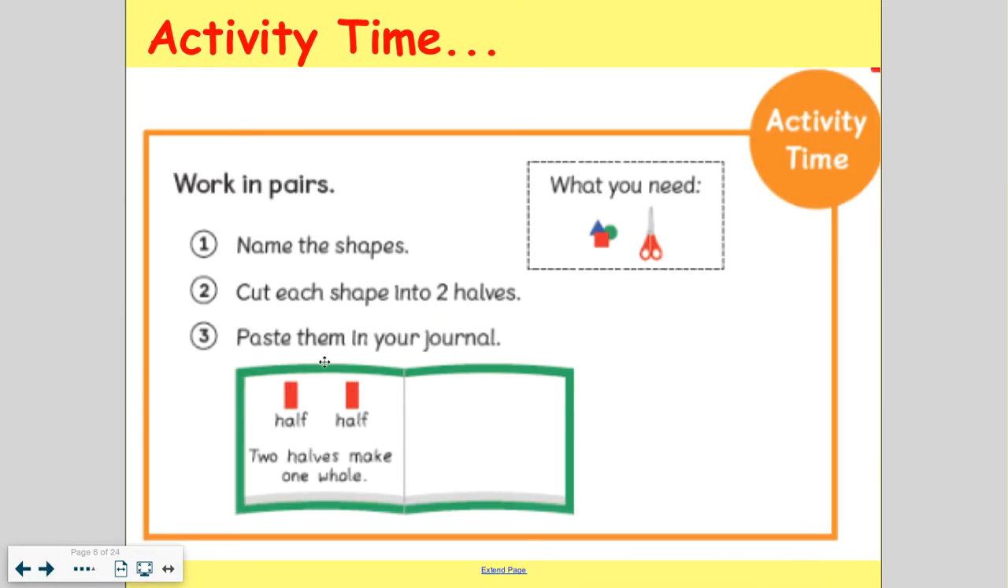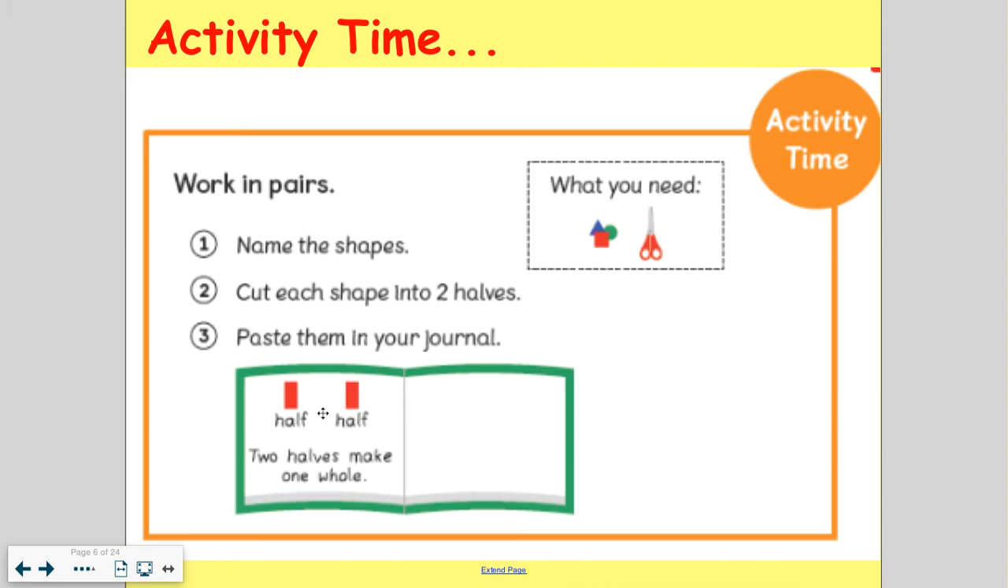Now it's time for you to have a go at your activity. You need to have different shapes cut out at home, like I suggested at the beginning, and you need to try and fold and cut your shapes into halves. I wonder if then you could journal about them, just like the children have done in the book here.